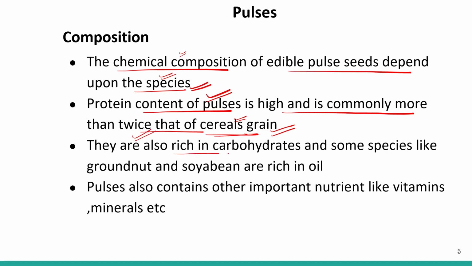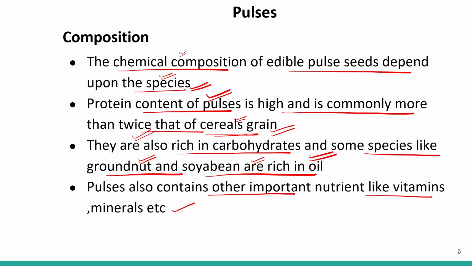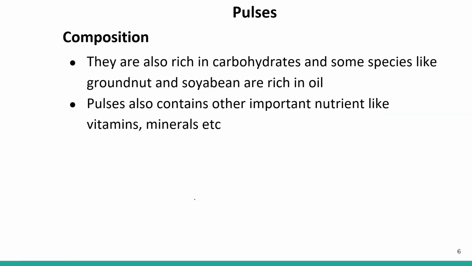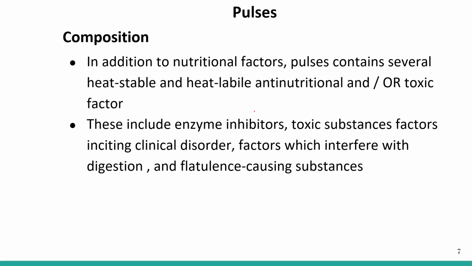So they are also rich in carbohydrate, and some species like groundnut and soya bean are rich in oil. So besides the protein and carbohydrate, the seeds of the groundnut and soya bean are rich in oil also. So the pulses also contain other important nutrients like vitamins and minerals, etc.